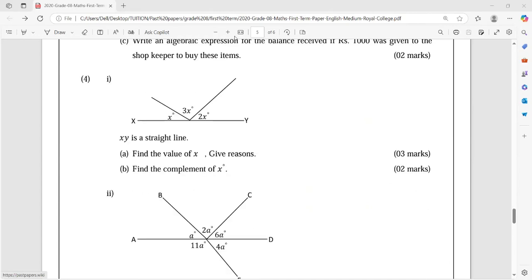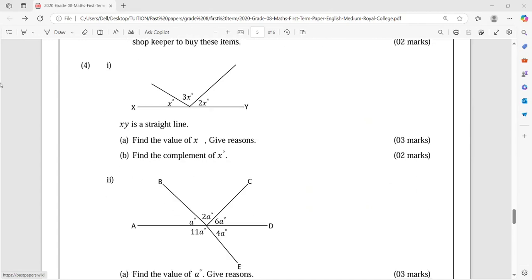And then let's go to the fourth question. In this one, XY is a straight line. So find the value of x. And this has to be capital X and capital Y. We usually use capital letters to denote these points and lines, and simple letters to denote angles. So therefore, find the value of simple x, give reasons.